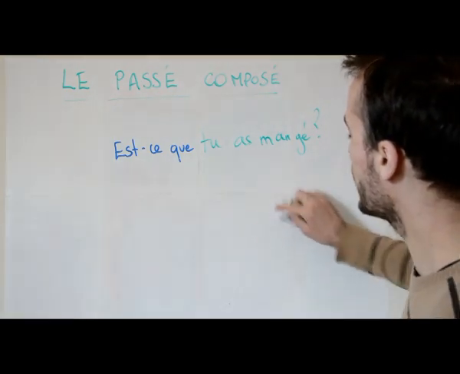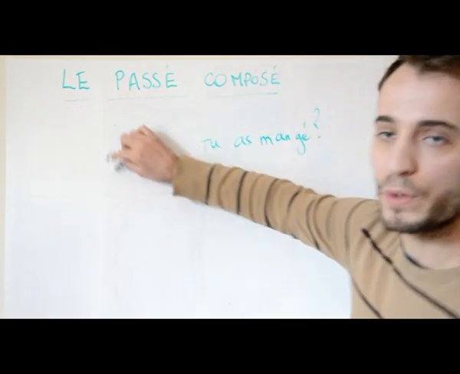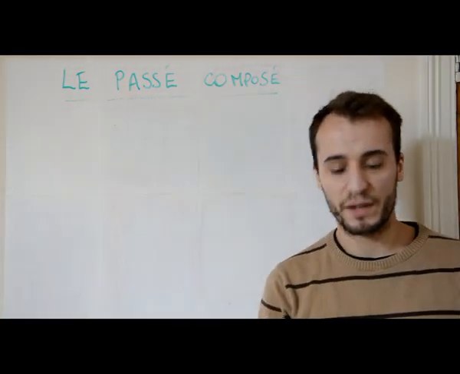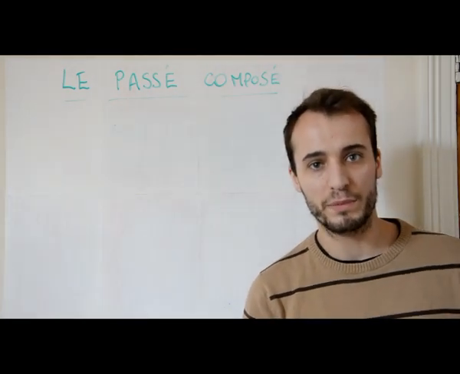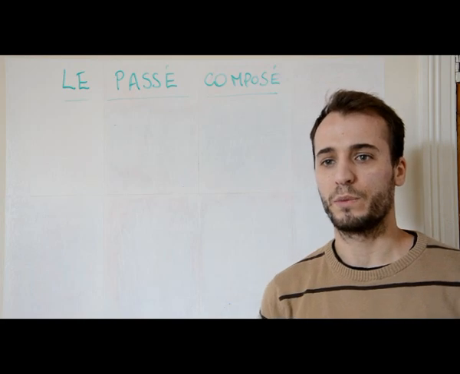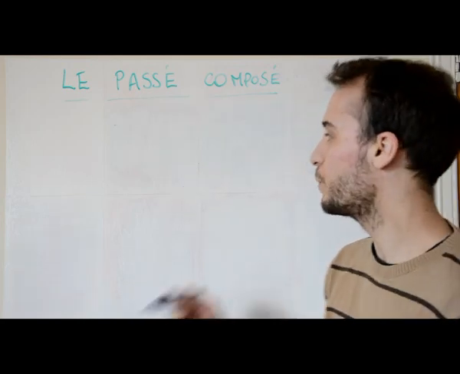Now we're going to see where to put the words. In the passé composé, there are a lot of small words. There's the auxiliary, there's the negation, there's the complement and the pronoun, things like that. So we're going to see what the word order is.